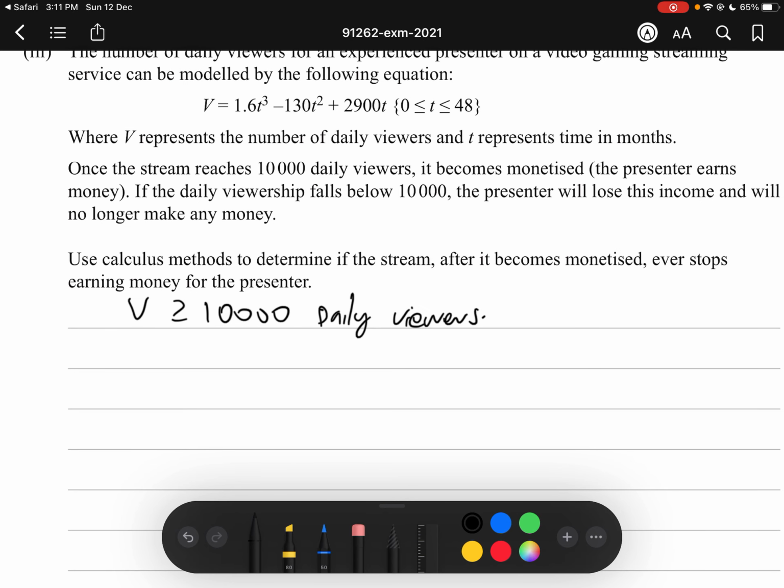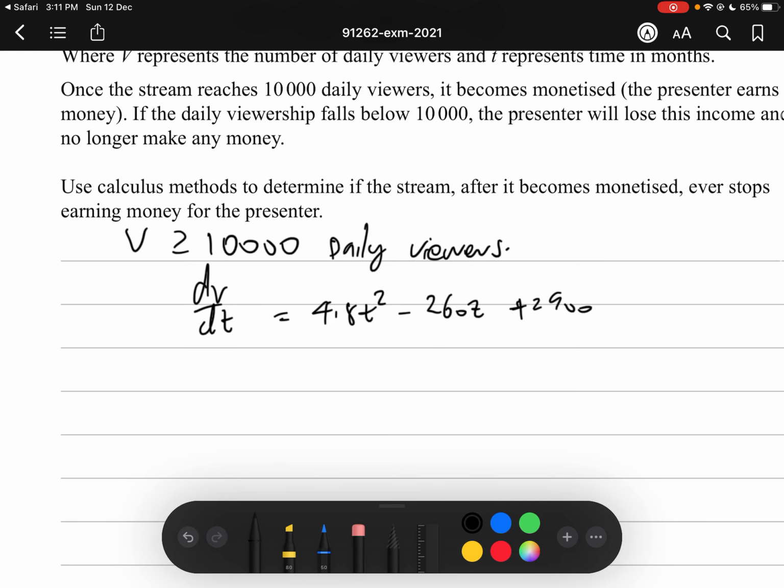So we can simply say that dV over dt, the rate of change, is equal to the derivative of our function for V. That's going to give us 4.8t squared minus 260t plus 2,900. First things first, let's solve for when the rate of change is 0. Solve dV over dt equals 0. That should give us t equals 15.7 and t equals 38.46.